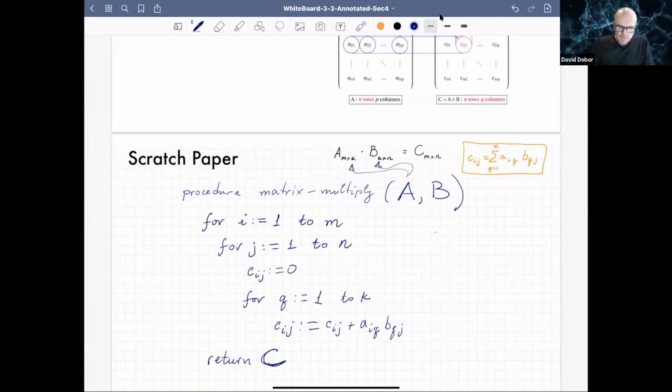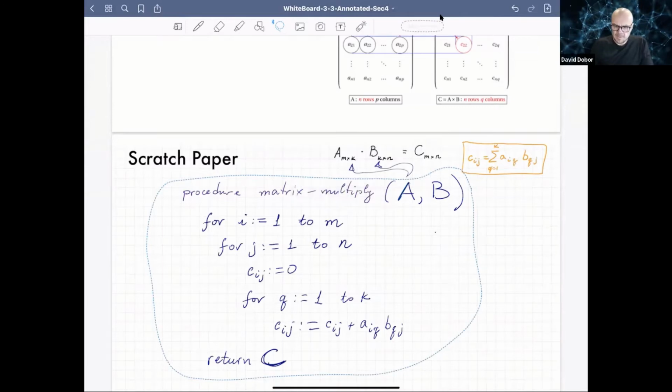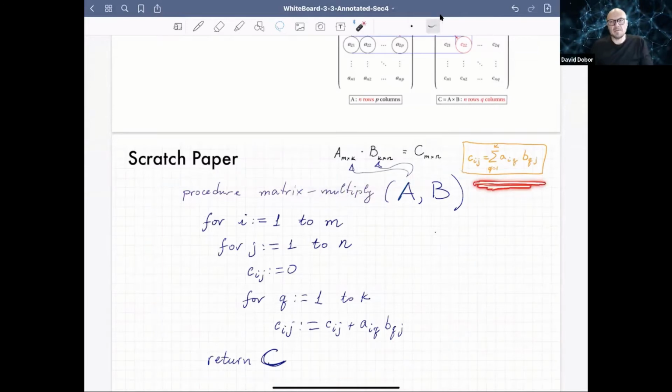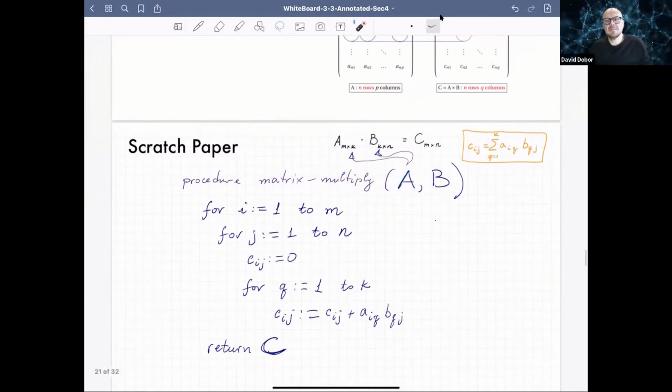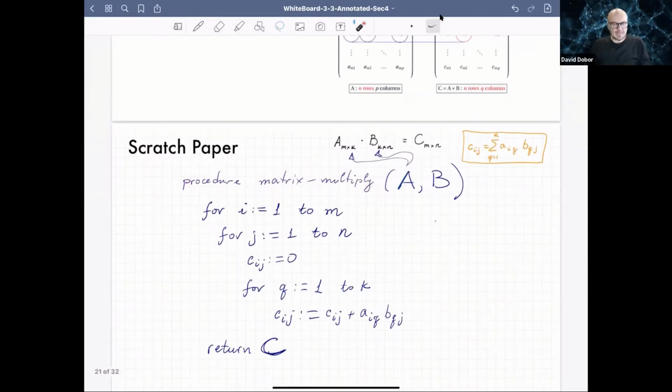Okay, so this is nothing other than translating this formula here into code. That's all there is. That's all it is. Now the question is, what's the time complexity of this? What do we mean by time complexity? How long does it take to run?